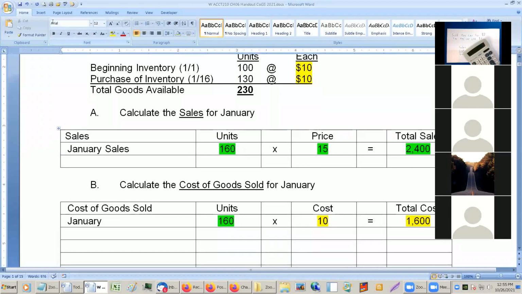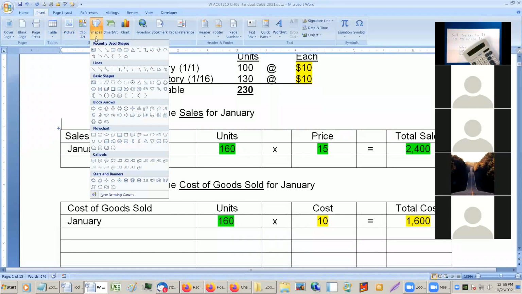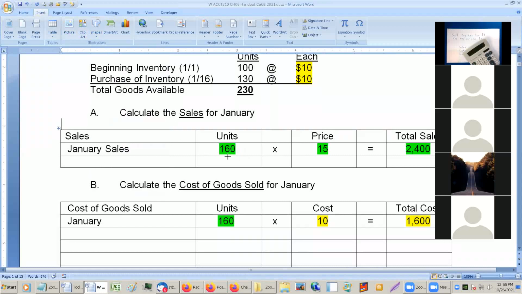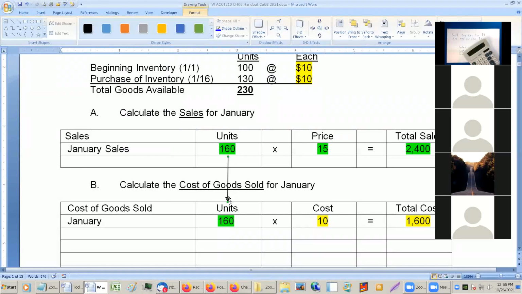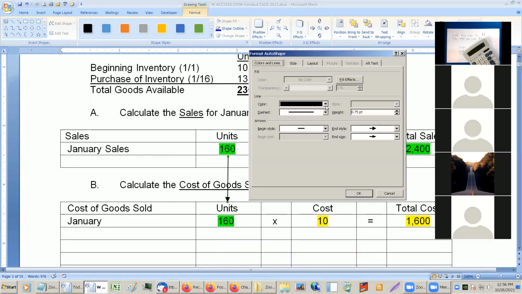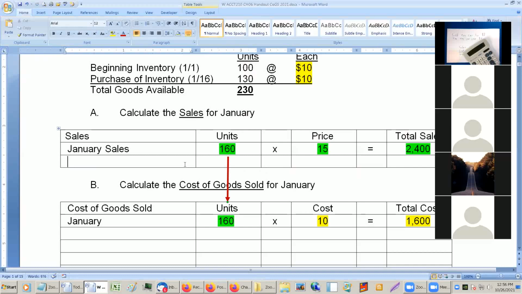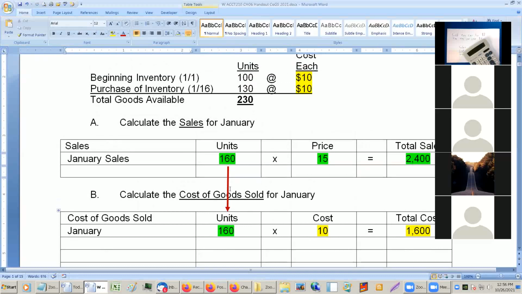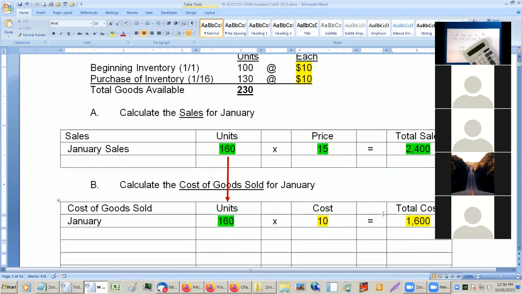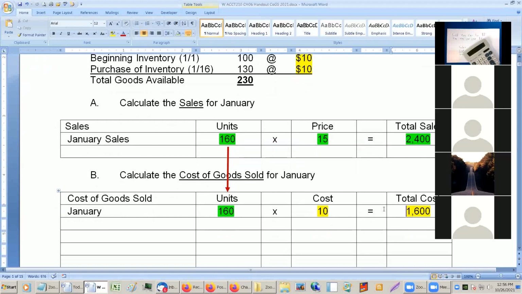And notice that these units are the same. These are the sales, and these are the units. So these are what we sold. Down here says, okay, well, what did those 160 units cost you? So they cost 1,600.